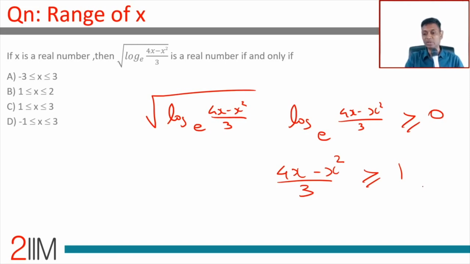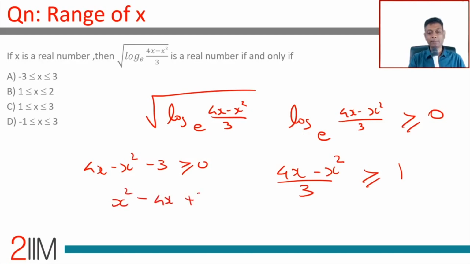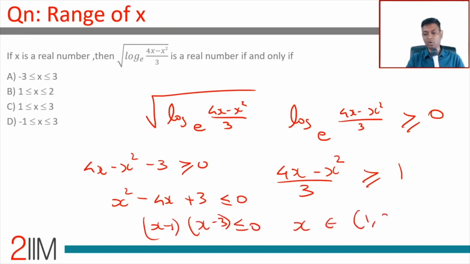So 4x minus x square by 3 should be greater than or equal to 1, or 4x minus x square minus 3 should be greater than or equal to 0. This minus 3 comes over this side, or x square minus 4x plus 3 is less than or equal to 0. X minus 1 into x minus 3 is less than or equal to 0, or x should lie between 1 and 3, including 1, including 3. 1 less than or equal to x, less than or equal to 3. That is the answer we are looking for.